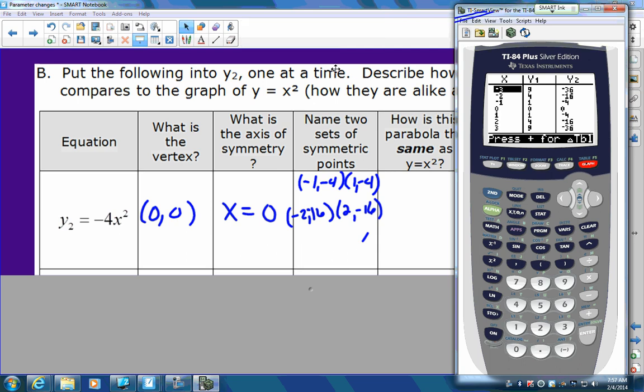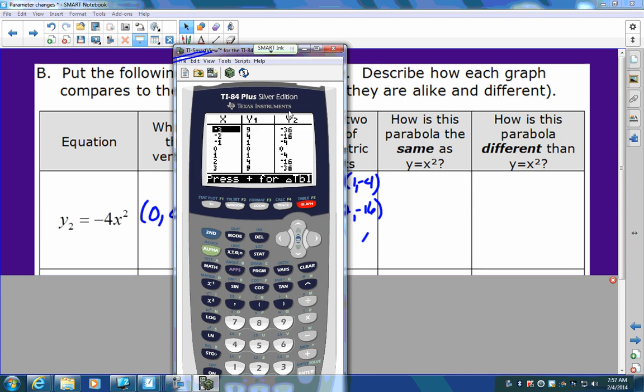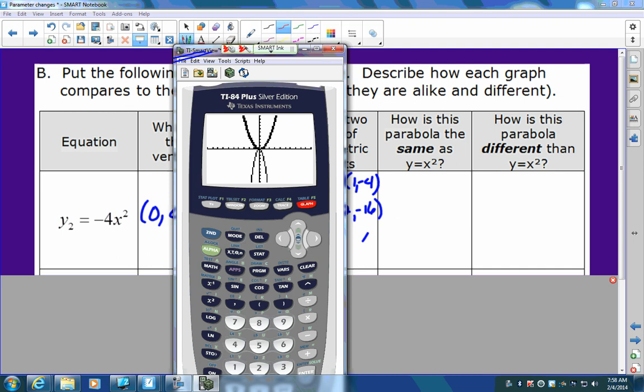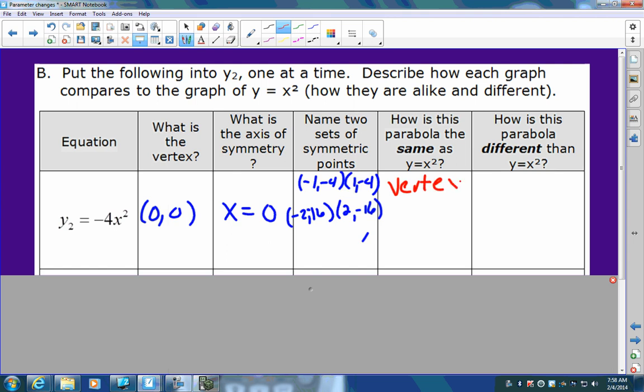All right. Then it says, how are the parabolas the same? Really? Come on now. If I press graph and I look at this, what is the same out of these two parabolas? They do have the same vertex. What else? The same AOS. Are they both parabolas? Yep, so I have the same vertex, AOS. They're both quadratic, or they both make parabolas.